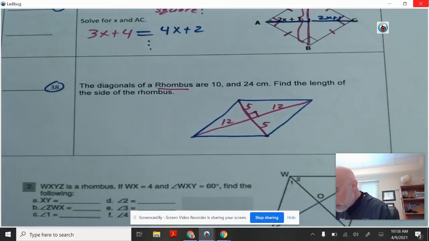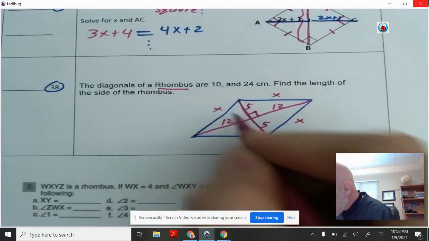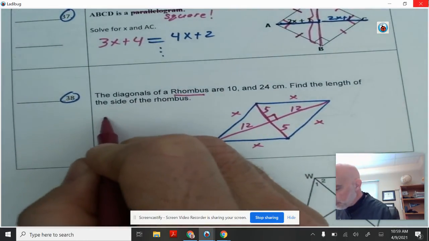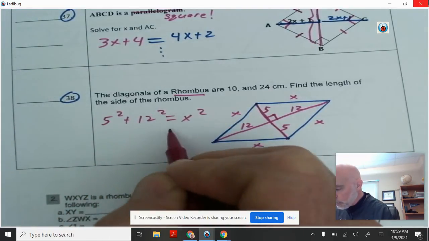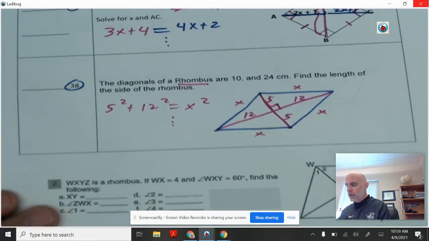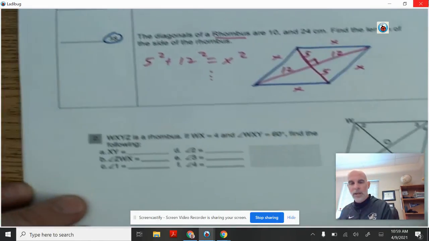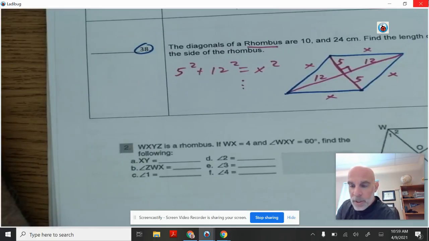So if they are, find the length of a side of a rhombus because they are all the same. They're all the same, Pythagorean theorem. So here we go. 5 squared plus 12 squared equals x squared. You can do the Pythagorean theorem. This rhombus is the same as the others. There we go. That's it. Parallelogram, rectangle, rhombus, and square. Those are the big four that we use most of the time.